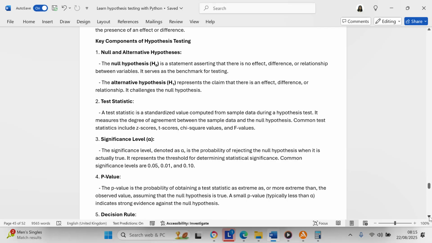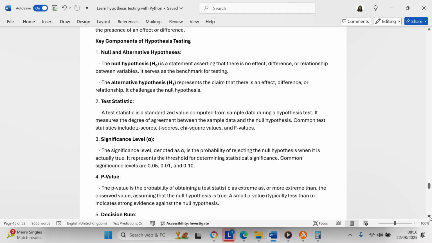Then you have the test statistic, and we've used the test statistic in previous videos. The test statistic is a standardized value computed from a sample during a hypothesis test. It measures the degree of agreement between the sample data and the null hypothesis. Common test statistics include z-scores, t-scores, chi-square values, and f-values.